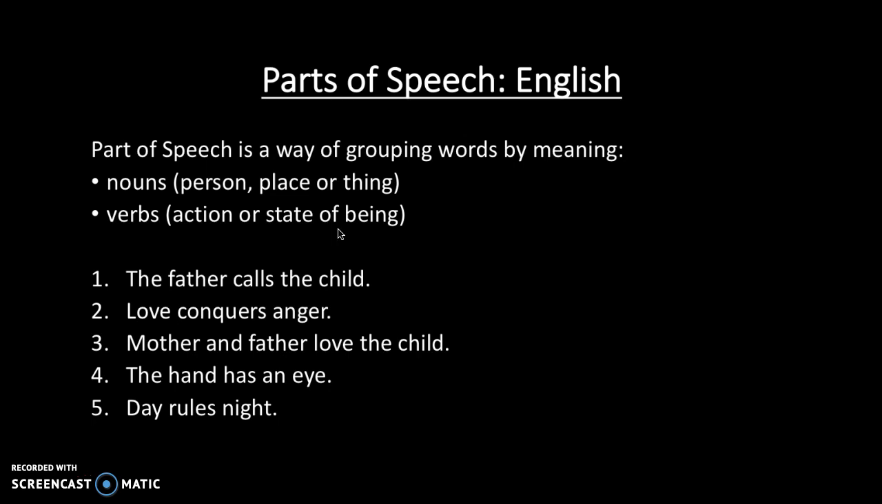So take a moment and just look at these 5 sentences here. Which words do you think are the nouns and which ones are the verbs? Go ahead and pause the video for a moment.